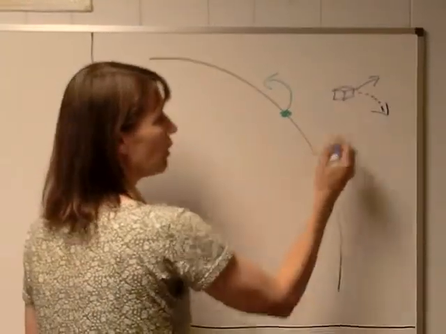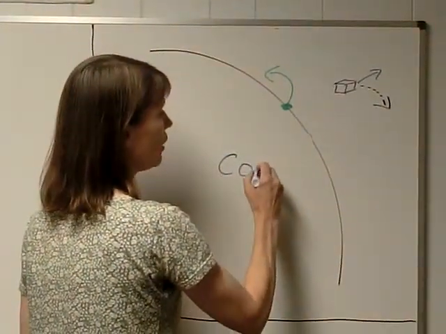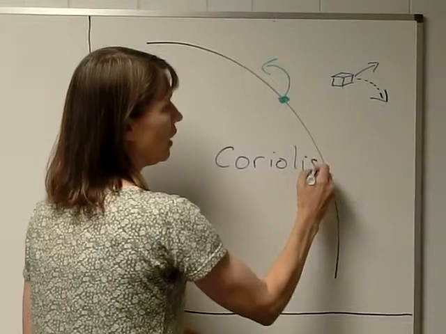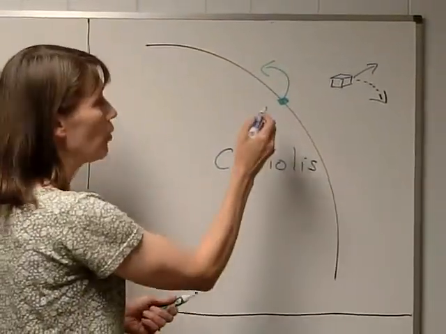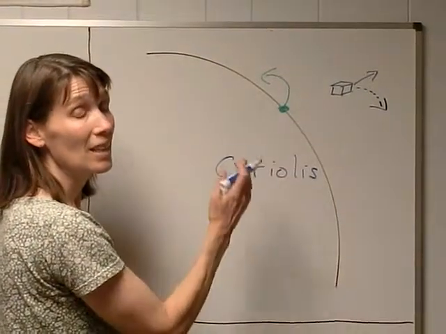This is an apparent force, and it's called the Coriolis force. It's apparent because it's not a real force. It's all because the coordinate system we're using is accelerating.